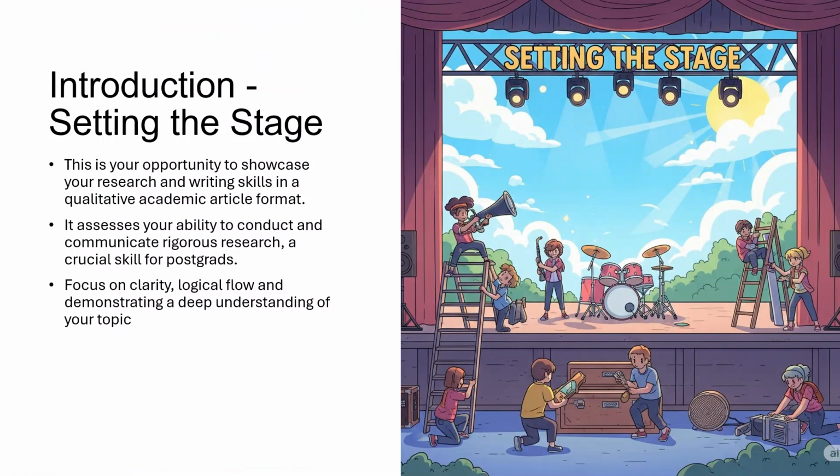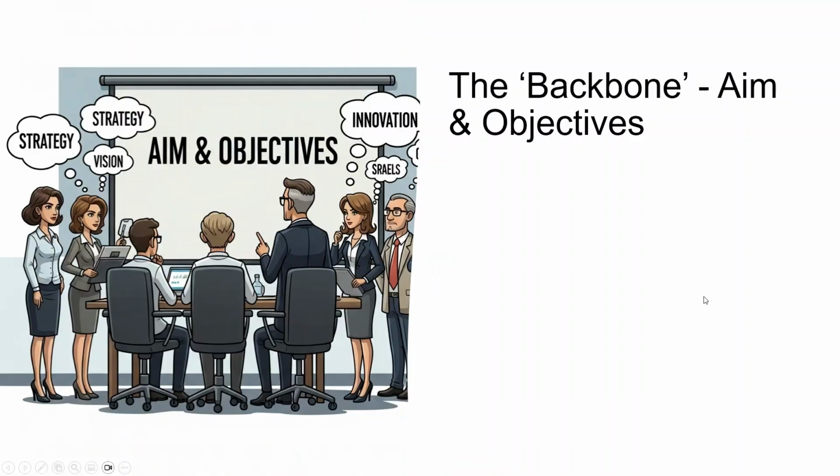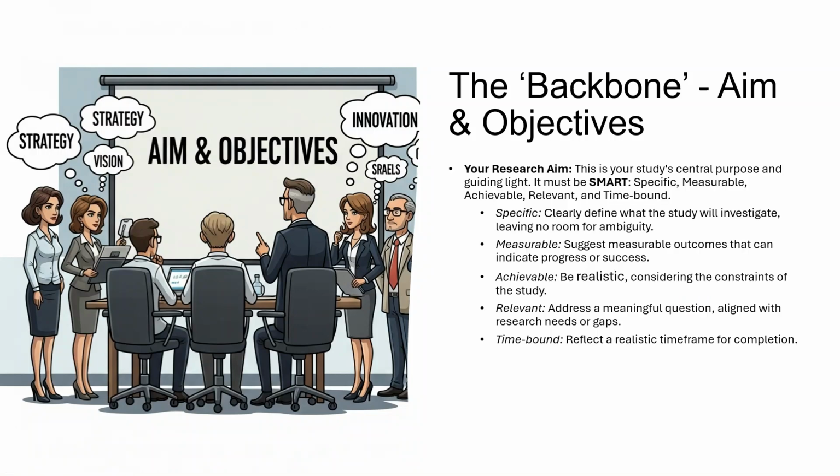So, ideally, in your journal article, you're going to focus on clarity, logical flow, and demonstrating a deep understanding of your topic. This is really important to write a really good article. So, to start with, think about your aims and objectives. This is really the backbone of your work.